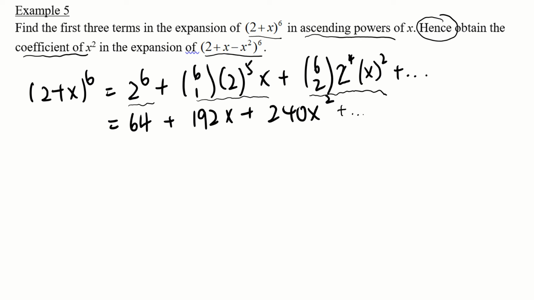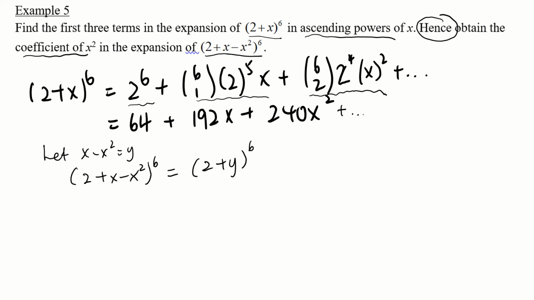So one way is to let x − x² be y. So when that happens, my (2 + x − x²)^6 will now become (2 + y)^6. And now, with two terms, I can expand. And I actually do not need to show any working, and I can straight away tell you my expansion is 64 + 192y + 240y². And how did I do that? Based on my previous working.